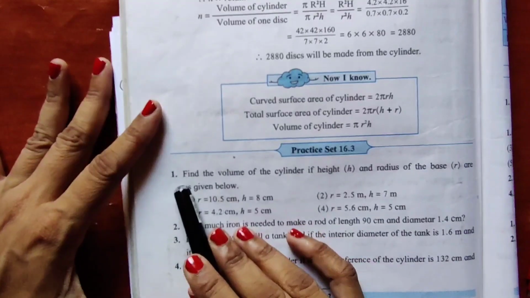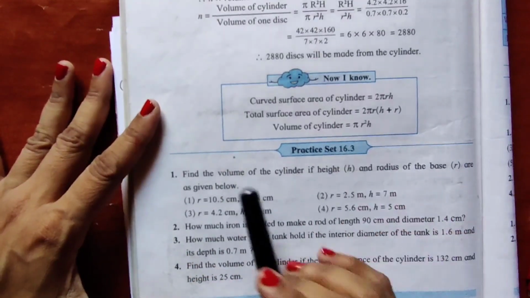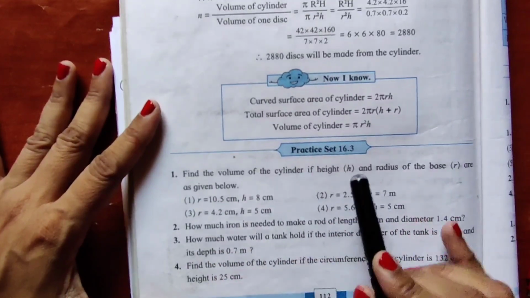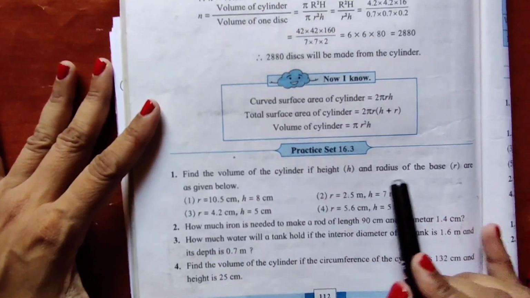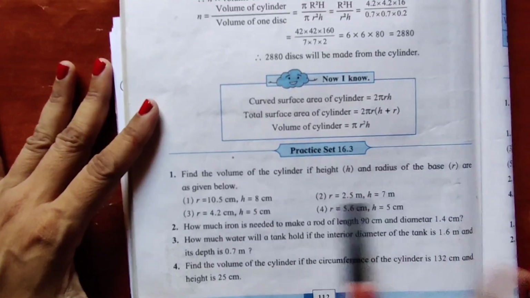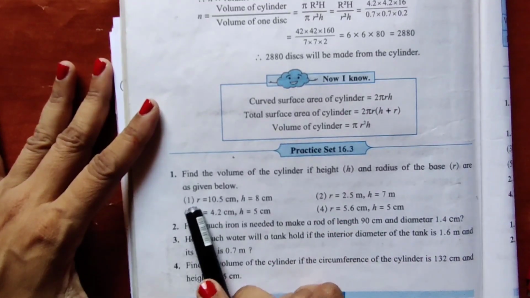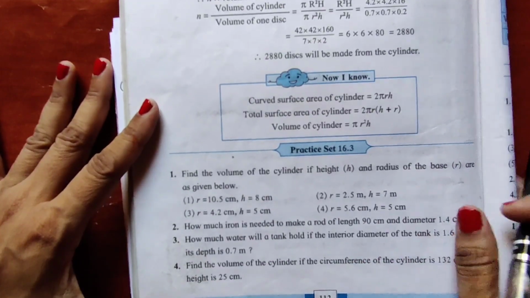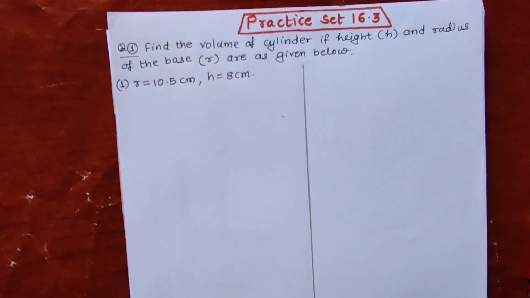So question number 1 from practice set 16.3 is find the volume of cylinder. We have to find the volume of cylinder if h, height, and radius of base r are given below. So we have the values of radius and height. So let us see how to find out. I have written the question on my page. r is equal to 10.5 centimeter and h is equal to 8 centimeter.